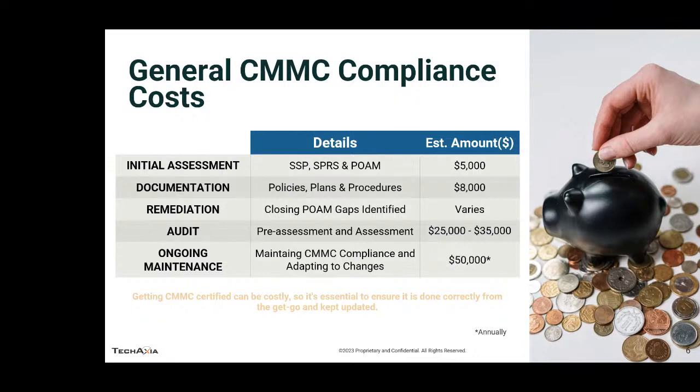The next phase here is remediating the gaps you've identified during the initial assessment. As you may know already, the remediation cost will vary depending on the specific gaps identified. So again, this cost varies depending on your specific gaps. The next cost is the actual CMMC audit cost. And from our market research, the audit cost can range from $25,000 to $35,000 at this time.